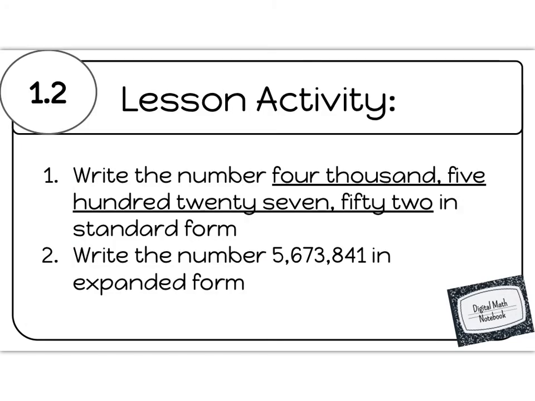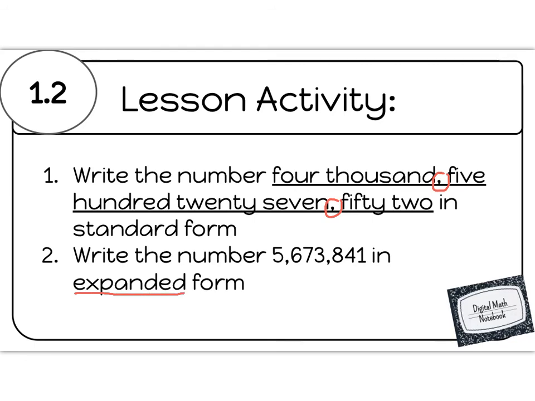Time for today's lesson activity. Today's lesson activity has two parts. The first one says, write the number 4,527.52 in standard form. So remember, pay attention to those commas. And the second part says, write this number in expanded form.